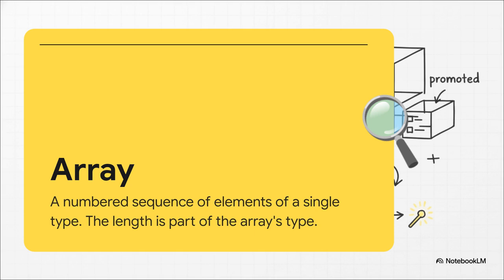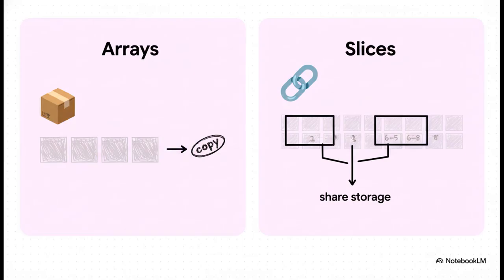That means an array declared as [5]int can only ever hold 5 integers. This makes a [5]int and a [6]int totally different, incompatible types in Go. And that leads to a really critical point about memory. Arrays in Go are value types.